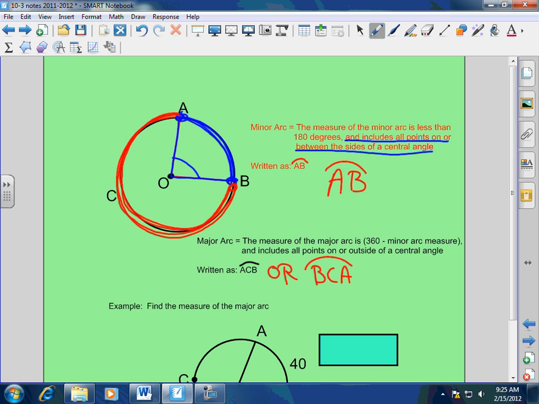If I told you that AB was 60, and I didn't give you the C, and I just said find the measure of the major arc, the measure would be 360 minus 60, very good, which would be 300 degrees. But I wouldn't be able to name it, again, if I didn't have that C point. Does that make sense, son? Yes, sir?